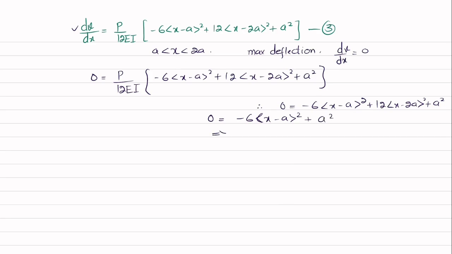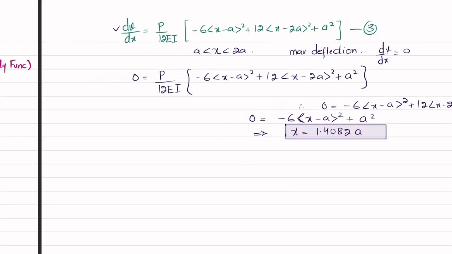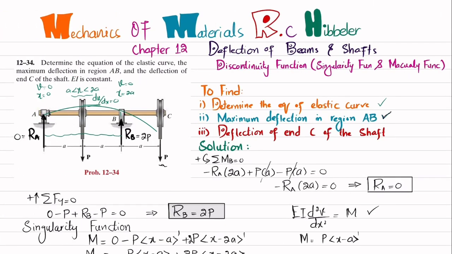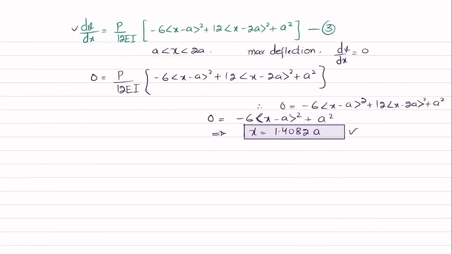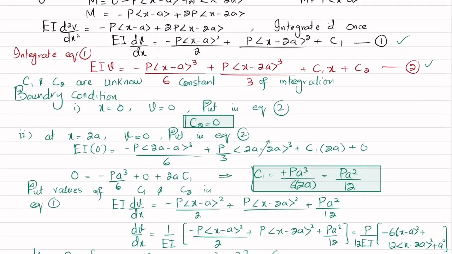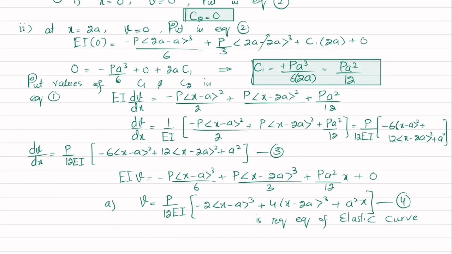So when you solve this, you will get x is equal to 1.4082 times a. So this is the value of x, or the location of x where maximum deflection occurs. Now we will find this maximum deflection. So what we will do is put this value of x, 1.4082, in the deflection equation.